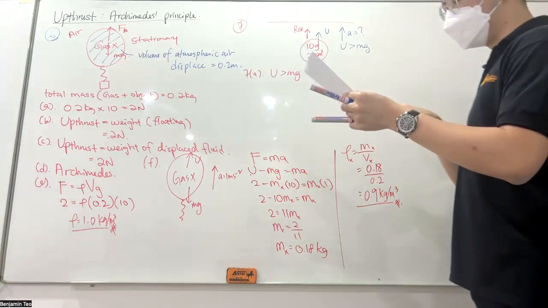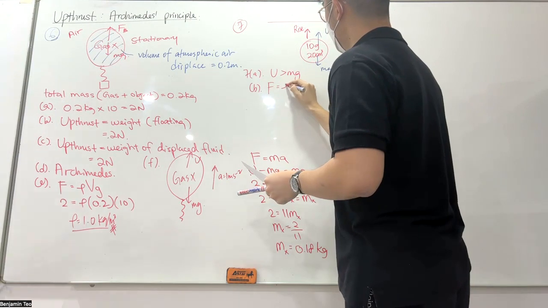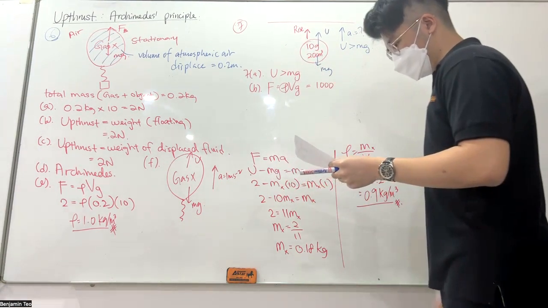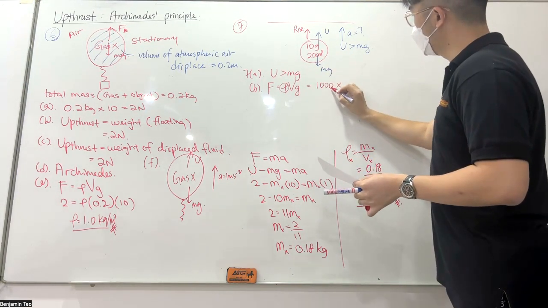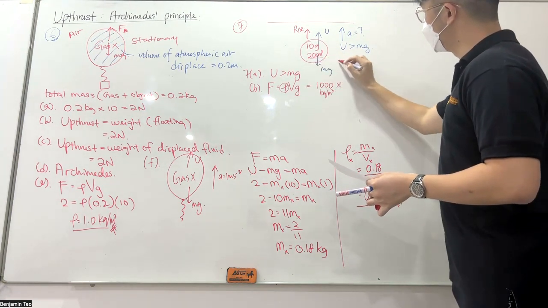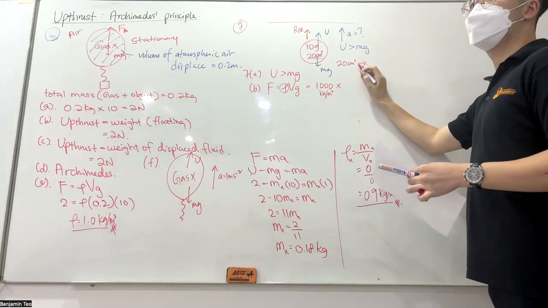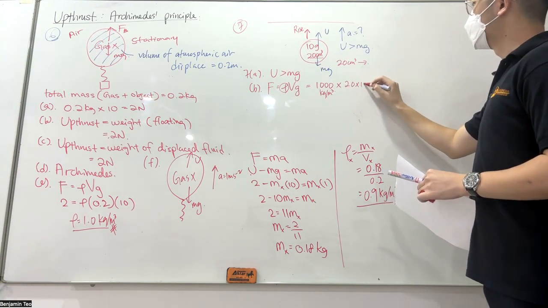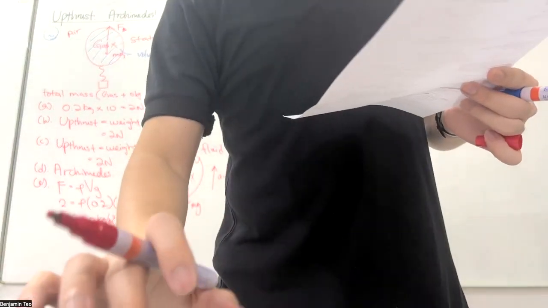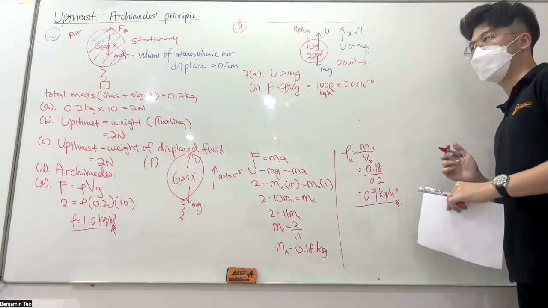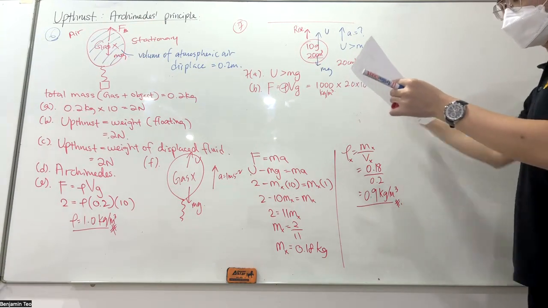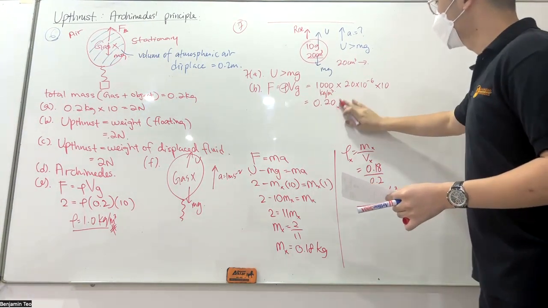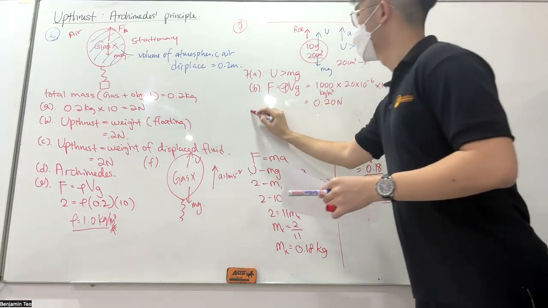Now, B, what is the upthrust acting on the ping pong ball? Force equals rho Vg. Density of water 1000 times volume submerged. Now be careful here, this one is kg/m³ and this one is 20 cm³, so you have to change it. Cm³ to m³, divide by 1 million, so 20 times 10 to the minus 6, times 10, gives 0.20 Newton.